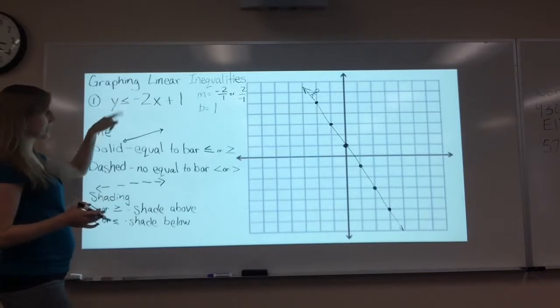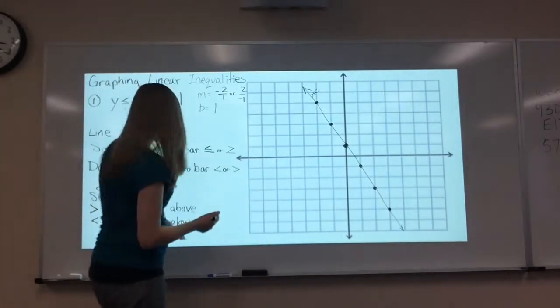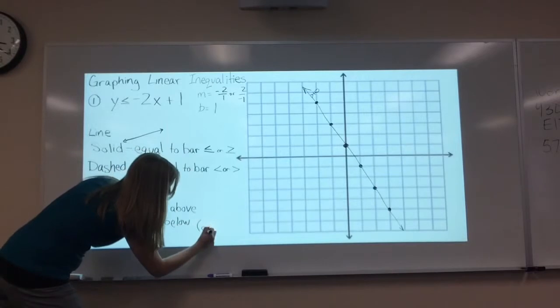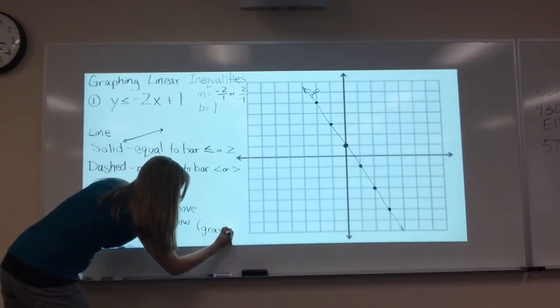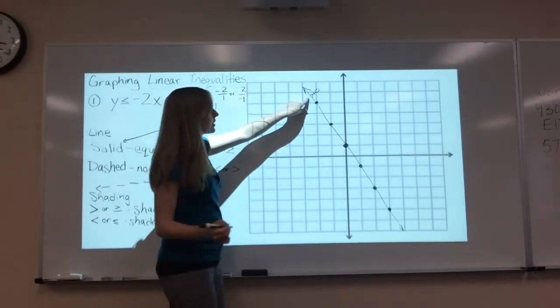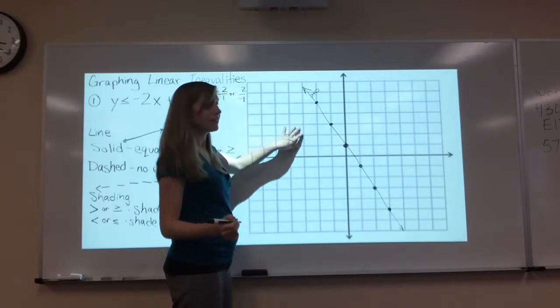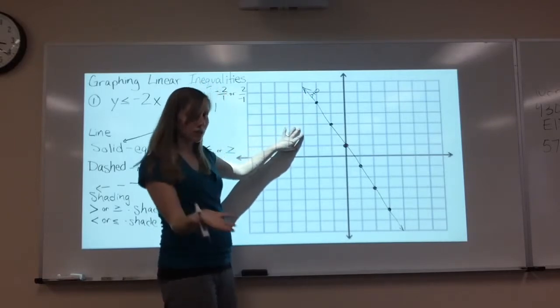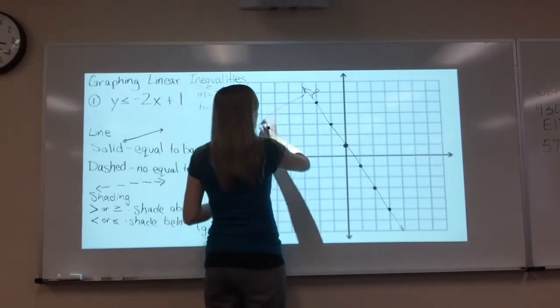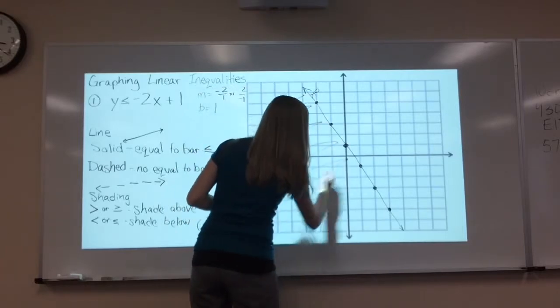Y is less than, which means I shade below. I think of below like the grass, okay? So if my person is standing here, the grass would be below their feet, right? So that would be the below side of the line. So I shade all of this.